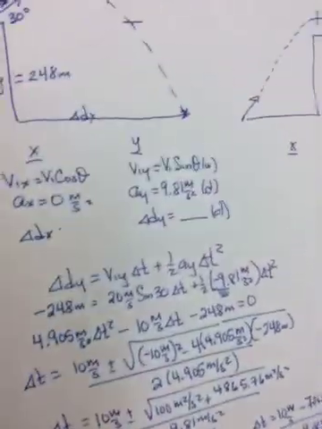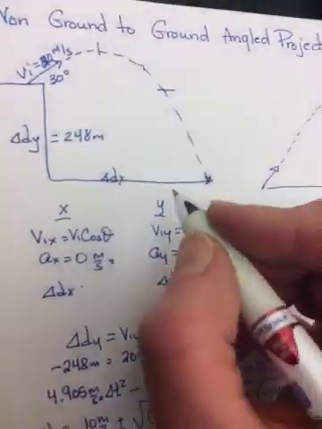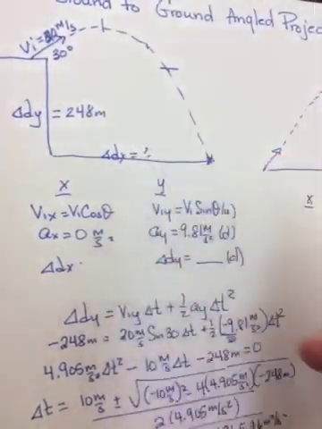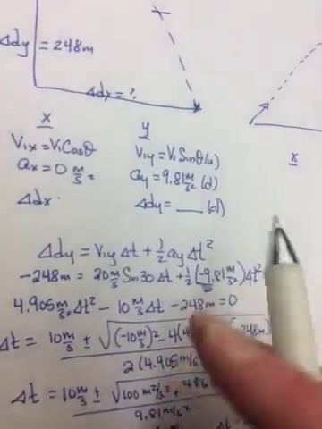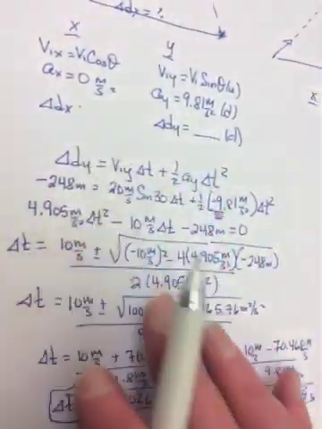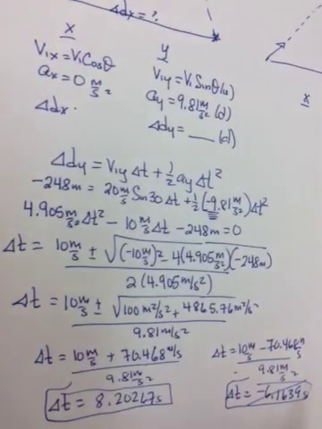So then once you have that, then we can go back and find anything we want. We can find our delta D, we can find our VF, exactly as we did before. So the only thing that changes is how we have to get our time here. Okay?